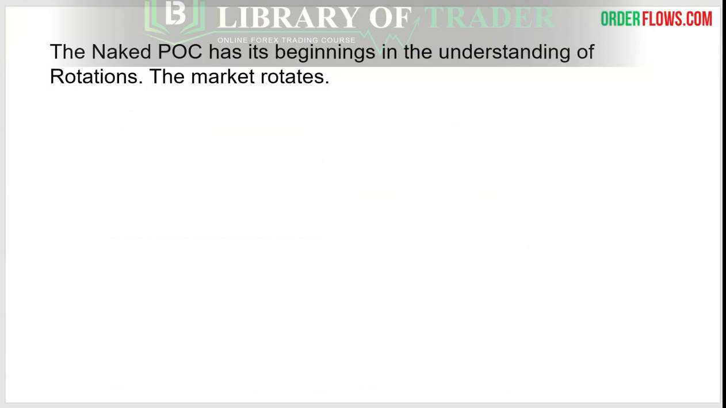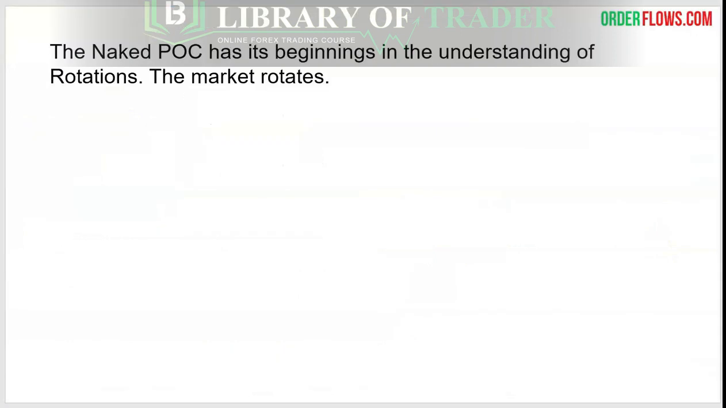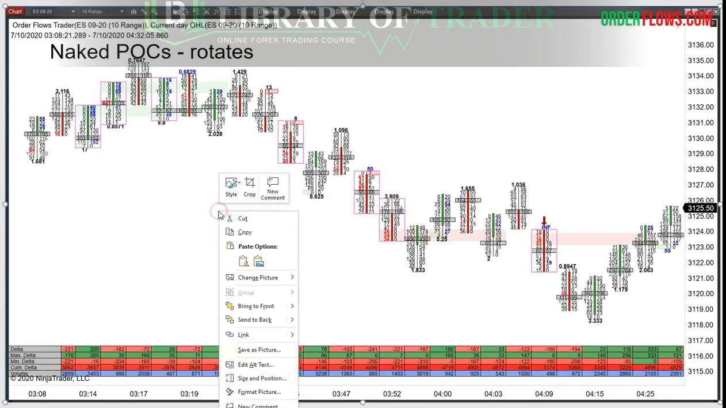So naked point of control has sort of its beginnings in the understanding of rotations, right? Markets are rotating. The market moves up, it rotates back, moves up, rotates back. So once you understand rotations, you can understand the naked POC setup a bit. Again, just really quick, understanding the market rotations.